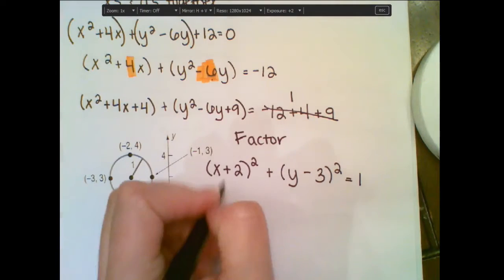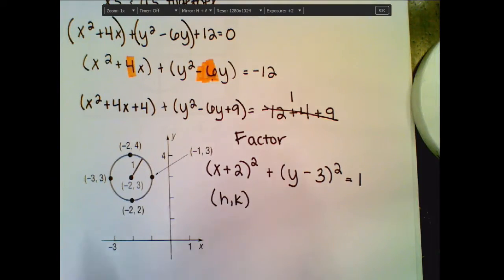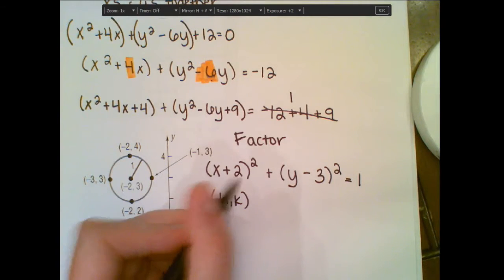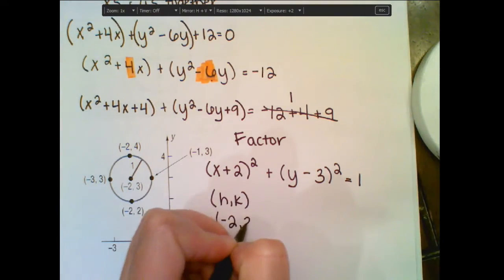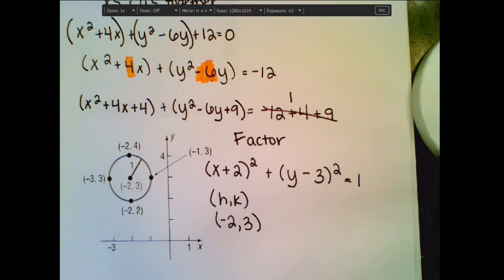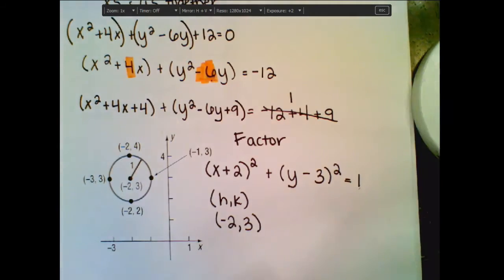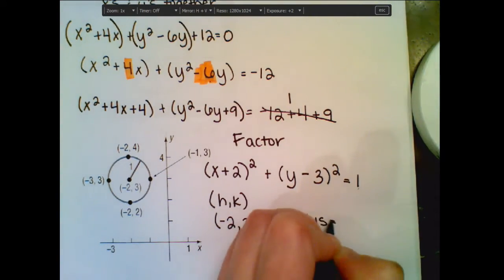Now we can pull out our h, k. Remember, it would be a minus here, so x minus a negative 2, so my h would be negative 2. My k is 3, so my center is at negative 2, 3. And my radius is found here. This would be r squared, so my radius is 1.